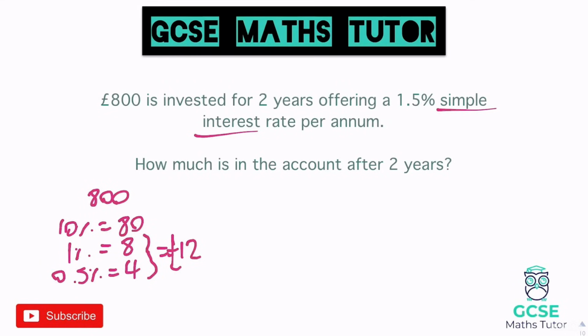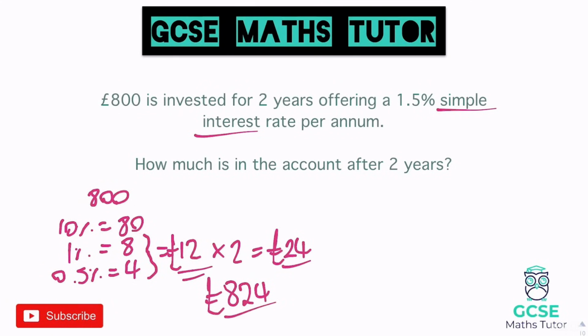Now we can do this using a calculator as well, which I'll discuss in a sec, but if we're going to get £12 per year, simple interest just means that's what we're going to get per year. So if it's 2 years, we'll times that by 2, and we will get £24. So that's the amount of interest we'll earn. It does say how much is in the account though. So if we add that back into the account, we'd have £824 as our final answer.